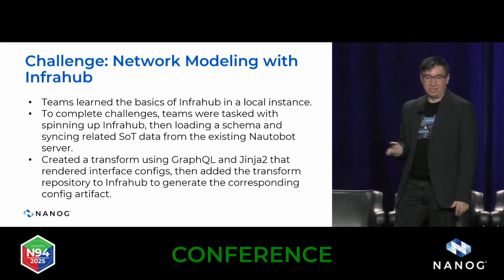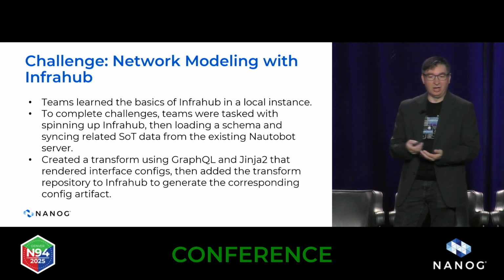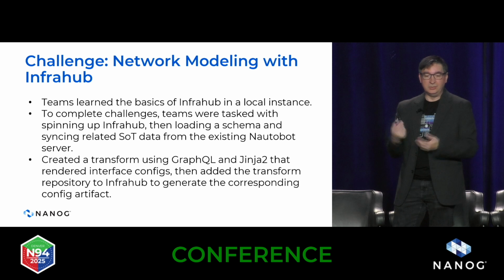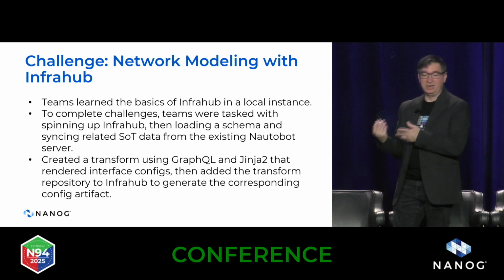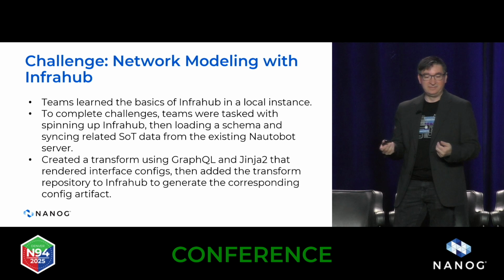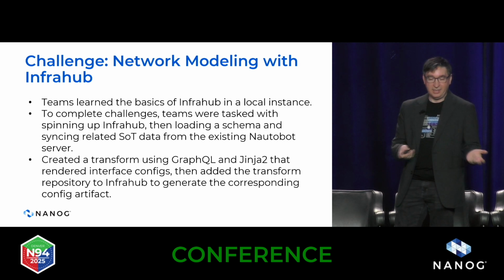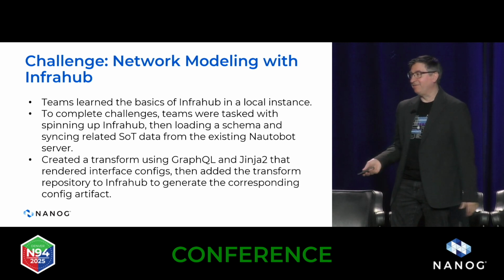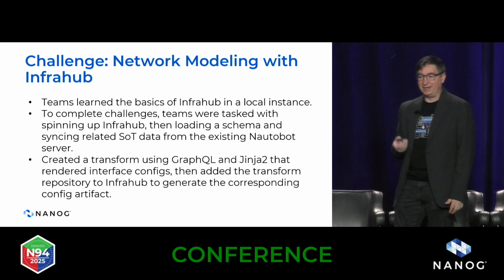We also had a challenge around InfraHub. Teams learned the basics of standing up a local instance of InfraHub, and then they were tasked with loading a schema and syncing related source of truth data from the Nautobot server to pull that into InfraHub. From there, a transform was created using GraphQL and Jinja2 to render interface configs, and then that transform could be added to a repository to generate the corresponding router configurations. And again, the correct router configurations amounted to the flag there.